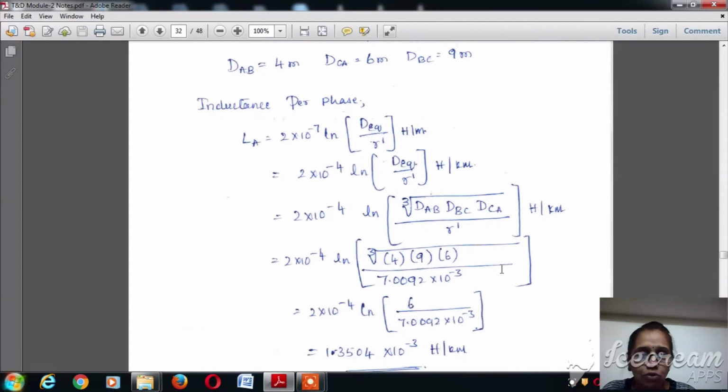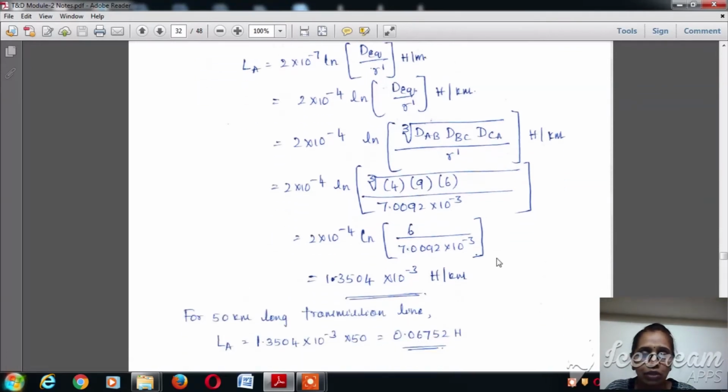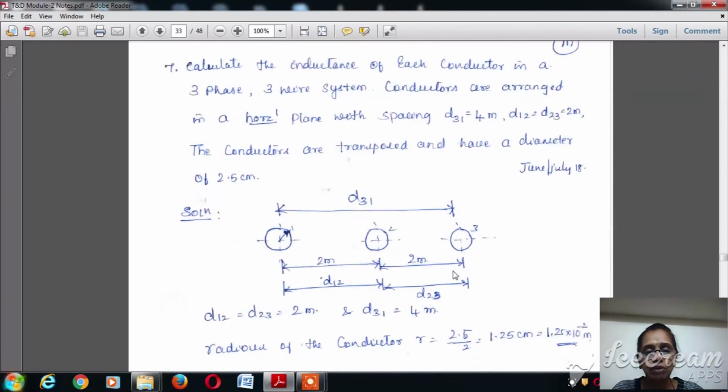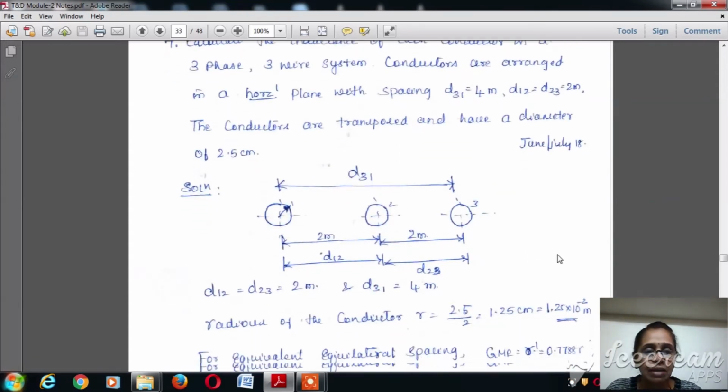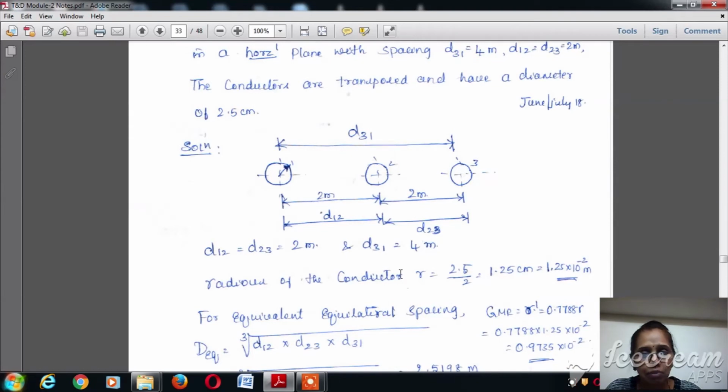Substitute the values and then find out DAB, DBC, DCA as shown in the figure. Now we can calculate 1.3504 into 10 to the power minus 3 Henry per kilometer. For a 50 kilometer long line, multiply this value. The total LA is 0.6752 Henry. Herewith I have solved many of the problems in this.